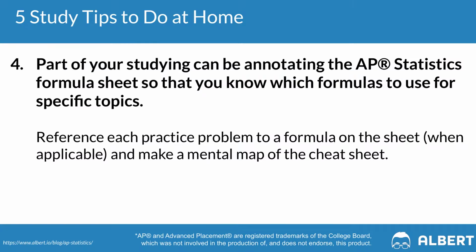Tip number 4 is that you can also annotate your AP Stats formula sheet to serve as a little cheat sheet for you. Instead of just memorizing formulas, you can think about different practice problems that you've worked through in the past and how they've related to certain formulas that are provided to you on the formula sheet. This is kind of similar to if you've ever done some close reading in an English class in terms of annotating the things that are given to you.